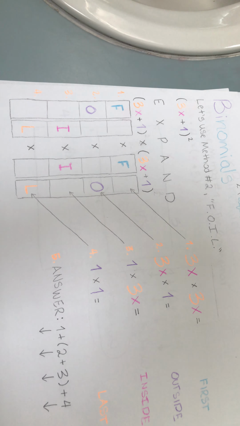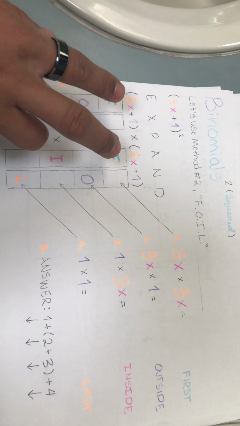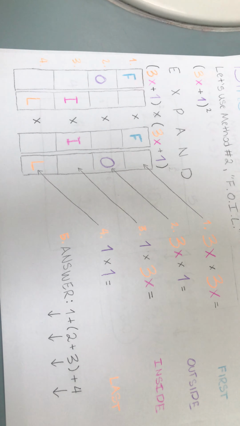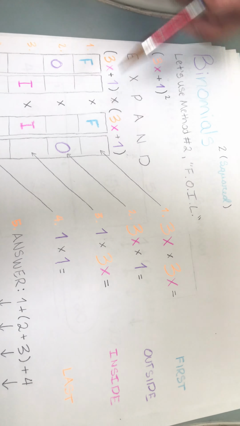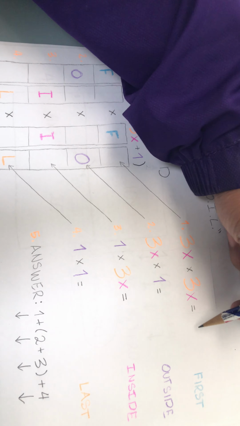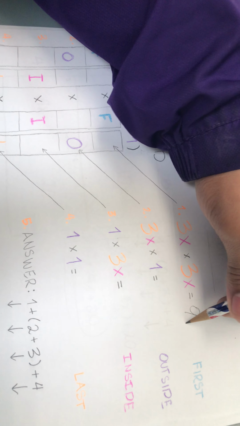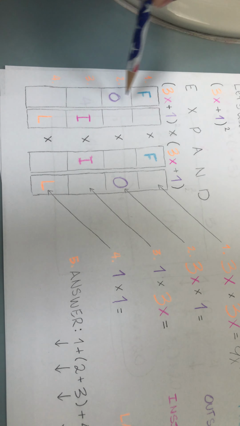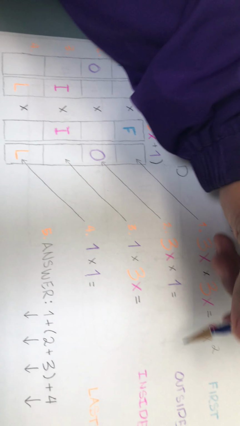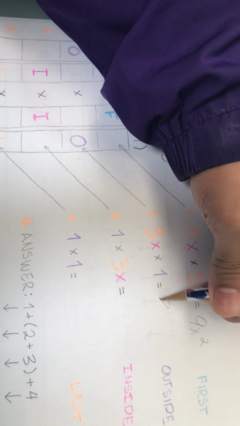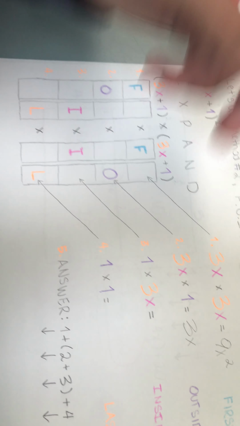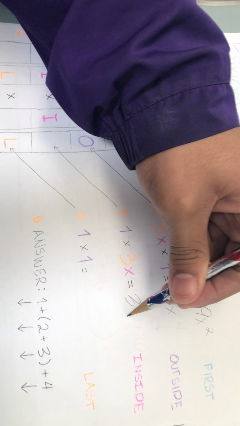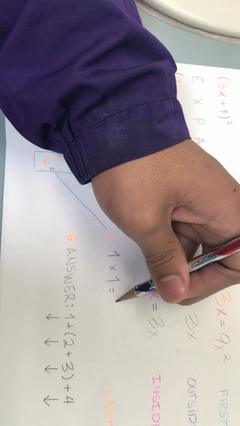I did the FOIL technique like before, where you can identify the first, the outsides, the insides, and the last ones. We're going to multiply 3x times 3x because those are the first ones, and you get 9x squared. Now for the outsides, you have 3x and 1, and 1 times anything is just itself, so just 3x. For the insides, that's 1 times 3x again, so 3x. And for the last, 1 times 1.